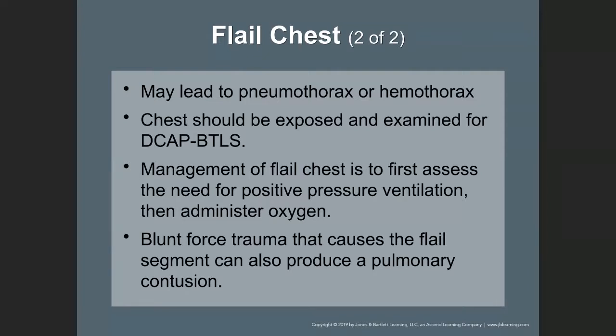So the use of bulky dressing to hold down the flail segment is no longer practiced. The best management is going to be to take over the patient's ventilation. Blunt force trauma that causes the flail segment can also produce a pulmonary contusion.